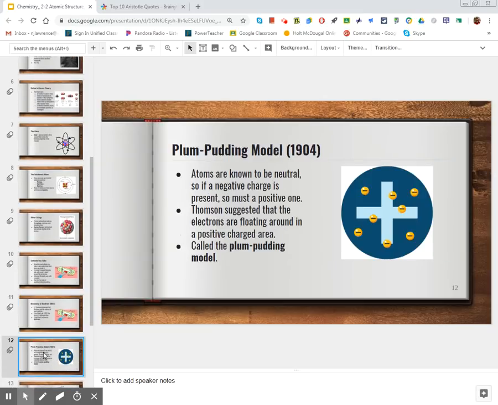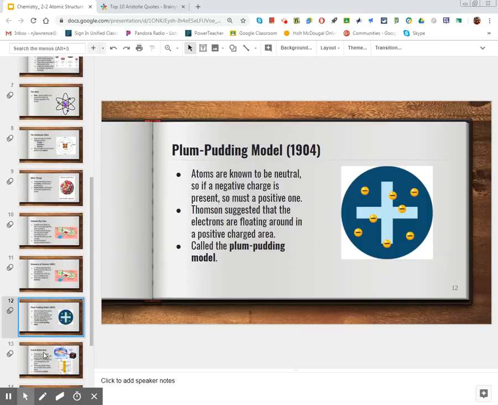Now, one of the models we have is called the Plum-Pudding Model, and this is going to be important because it's going to be disproven in our next experiment called the gold foil experiment. So the Plum-Pudding Model was an idea of how atoms were arranged. We know atoms are made of protons, neutrons, and electrons, and at the time, they believed in 1904 that plum pudding was the way an atom was made.